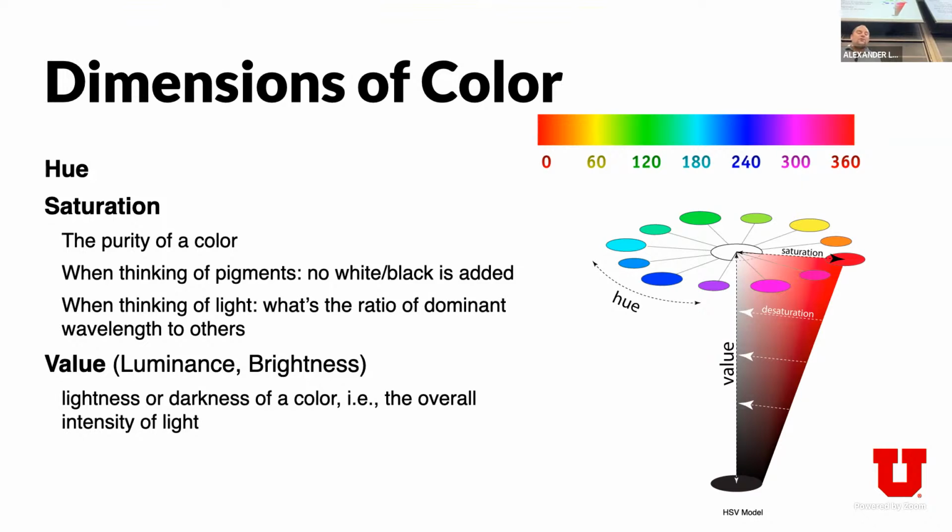And then value, or luminance or brightness, is the lightness or the darkness of a color. In general, this is the overall intensity of light. In the HSV model, the hue, saturation, value model, you have this color cone. And on the outside of this cone, you rotate through the hue.